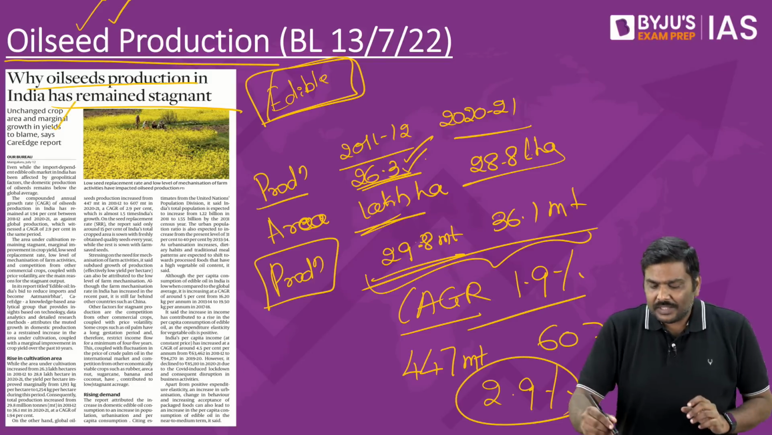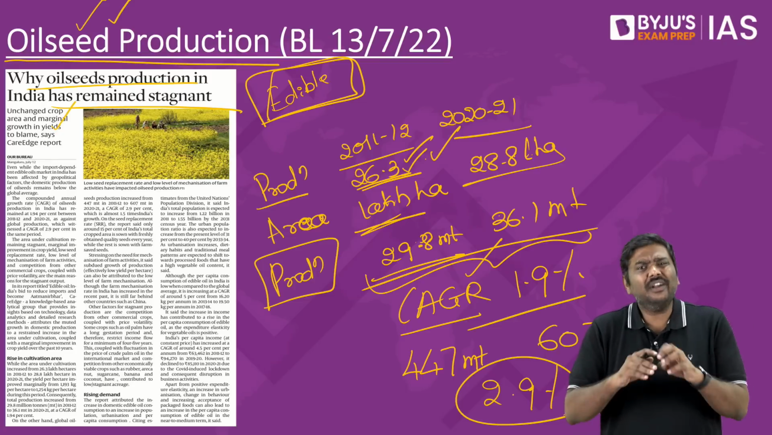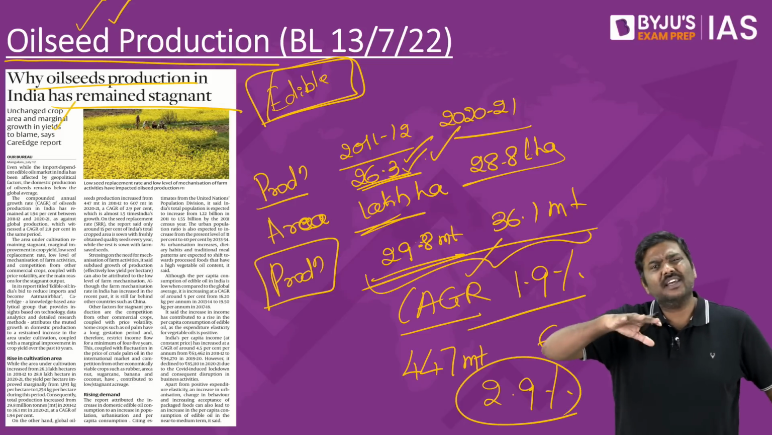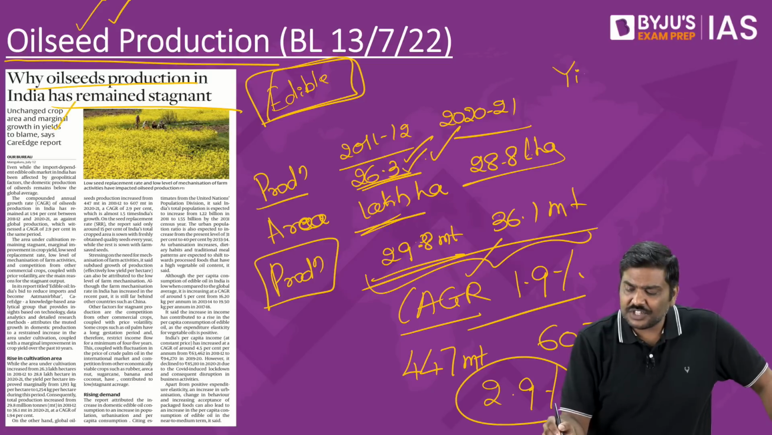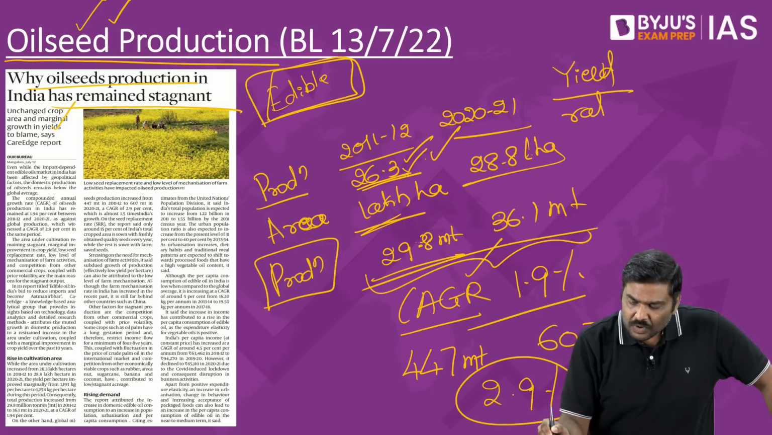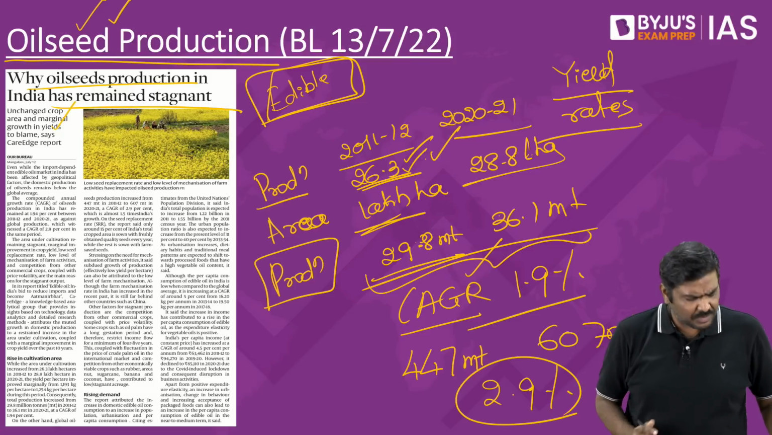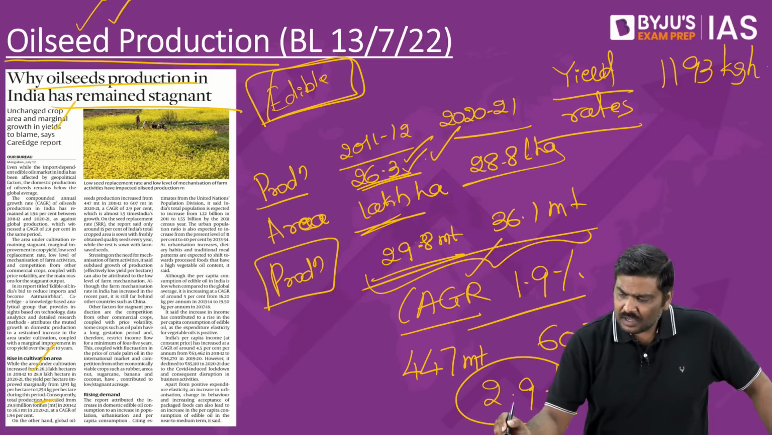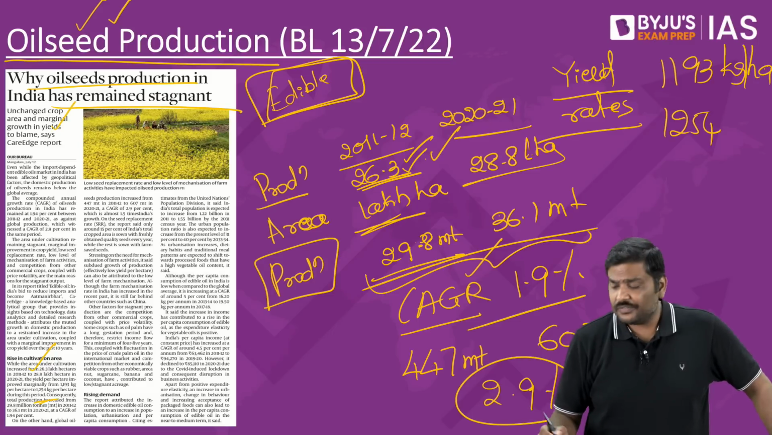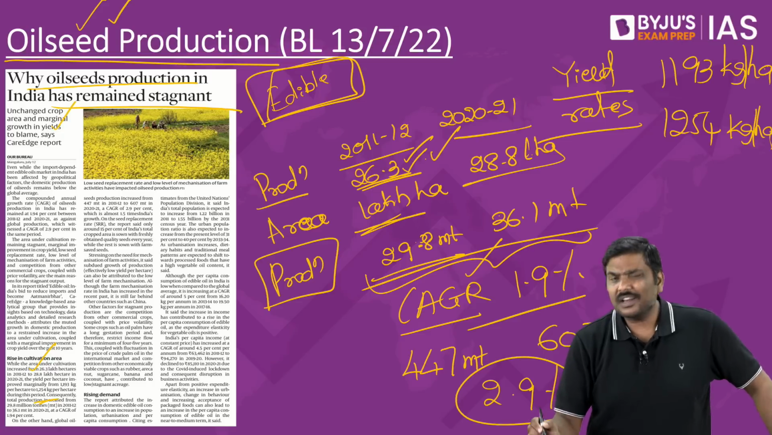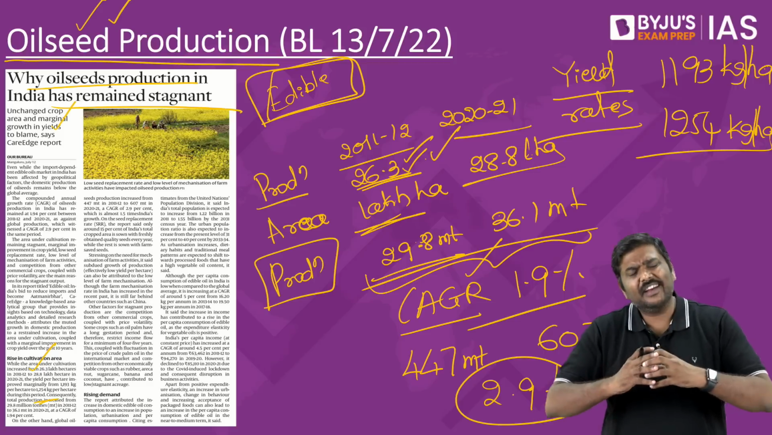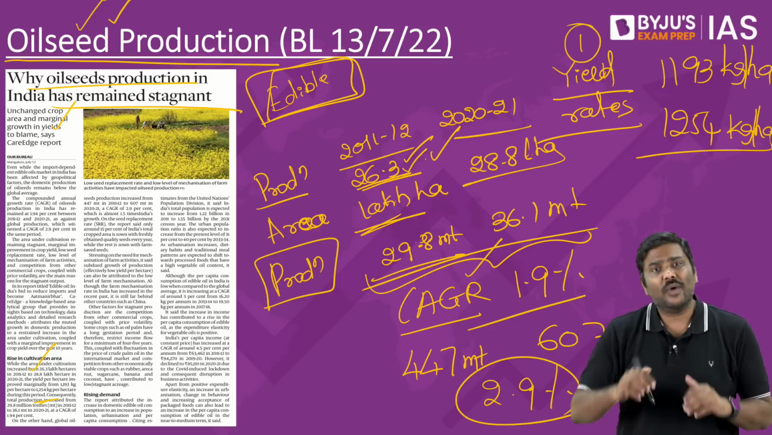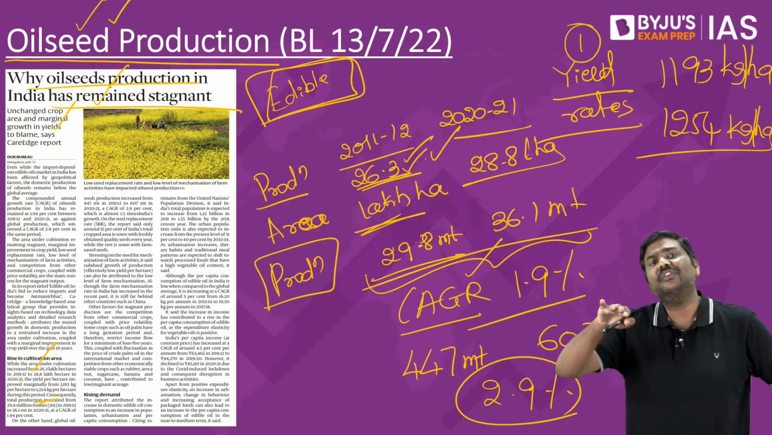So on one side, the area has increased, but the production has not increased by much. And one of the reasons the article gives is that oilseed production has more or less remained stagnant because the yield rates have not changed by much. For example, look at the data here. It has changed from 1193 kg per hectare to 1254 kg per hectare. So more or less a very slight increase, not a great increase in the yield of oilseed production. This is said to be one of the reasons why oilseed production has remained stagnant in the Indian economy.